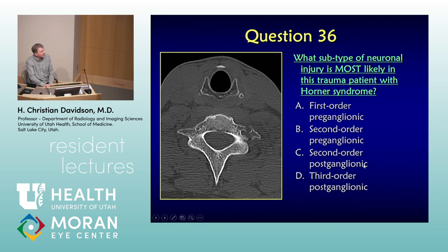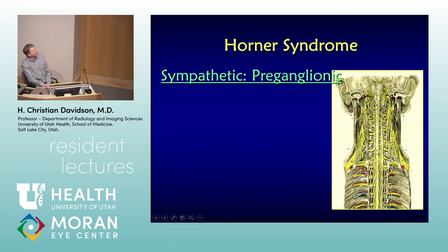If you chose C, you actually get a minus point because there is no such thing. The second orders are preganglionic by definition. This one is just plain wrong. I was wondering if you had some new anatomical structure that I hadn't heard of. Nope. Okay, so here's the diagram.